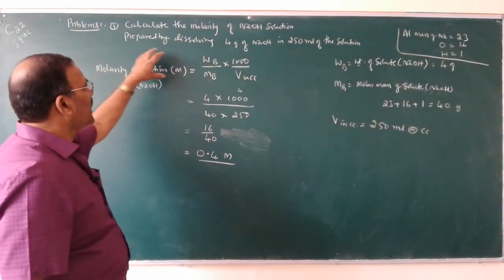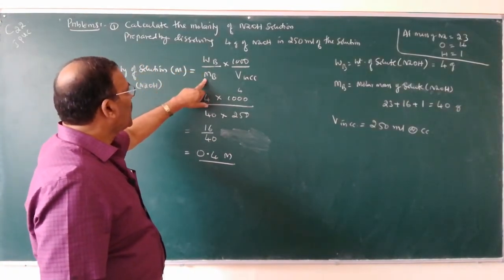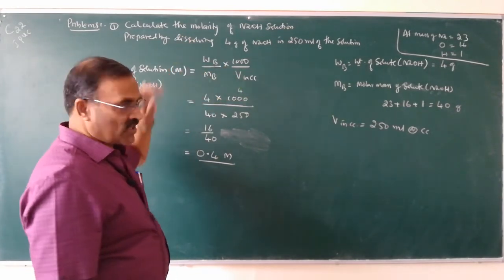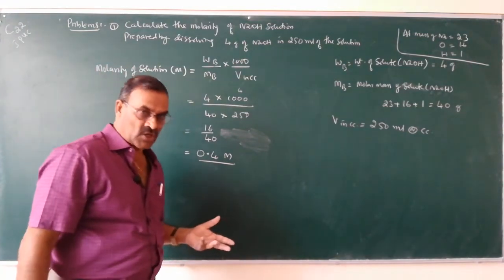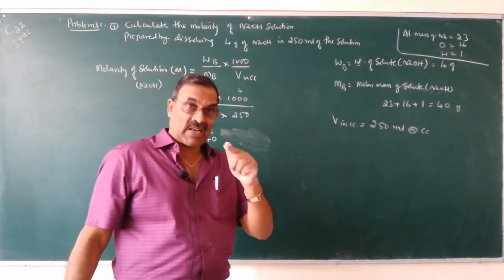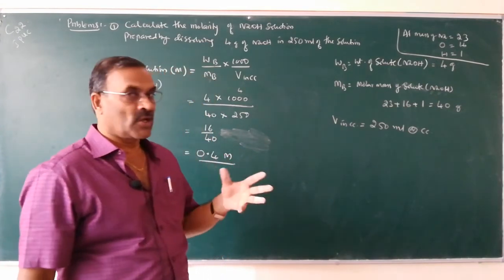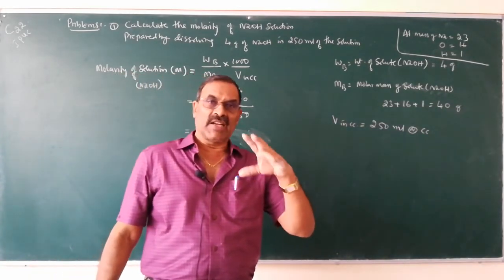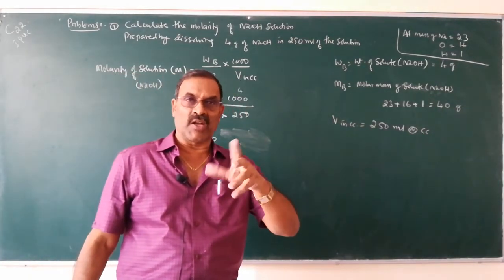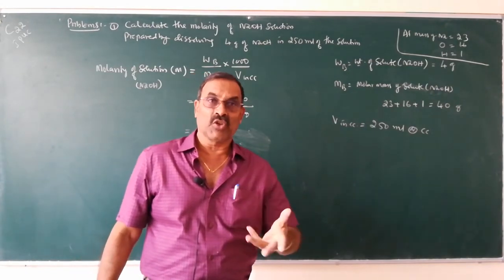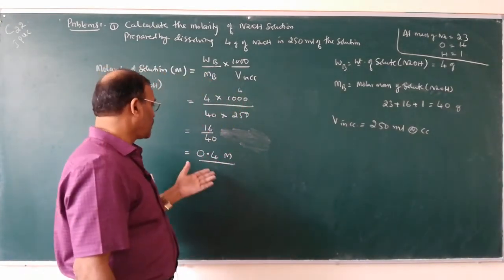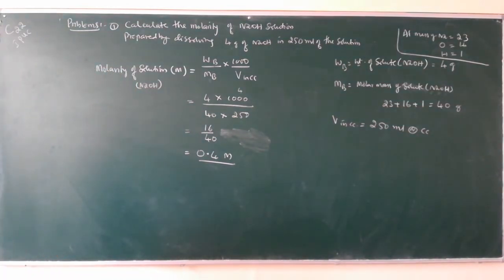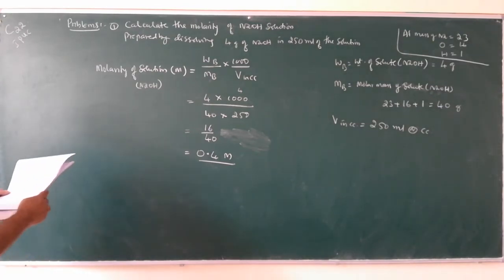What is the formula for molarity of solution? WB over MB into 1000 divided by V in cc. When stating the definition, you should say the number of moles of solute dissolved in 1 liter of its solution. Its solution means volume. The solution should contain both solute and the solvent. The volume of the solution includes both the solvent and the solute. So this is how you can calculate molarity of the solution.